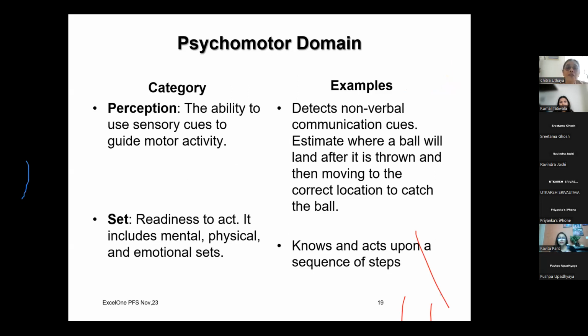Readiness to act, so it is set. Set is the next category. Perception is the simplest, and above that comes set. So does the child know and act upon a sequence of steps to complete a certain psychomotor task? So if you tell the child to build a plane and then instructions are given, does the child follow instructions and act upon it in a sequence?